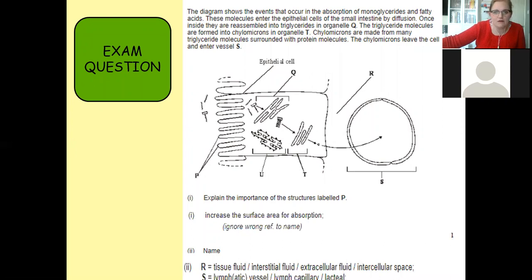To be fair, I probably should have read the top question. Oh yes, sorry. So it resembles triglycerides going to the organelle. So yes, it would be a lymph capillary.